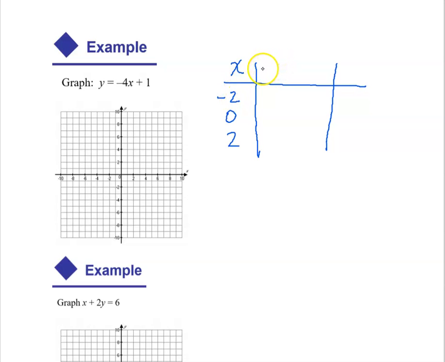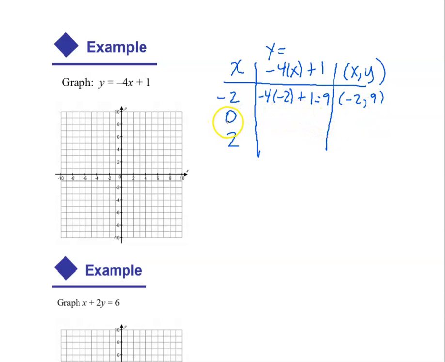So what we're going to do is we're going to plug these in. Our y equals negative 4 times x plus 1. I'm getting that from this. And this is going to be our coordinate value over here. So we've got negative 4. Instead of x, I'm plugging in negative 2, plus 1. Okay, and that's going to give me 8 plus 1, which is 9. And so I would have a point at negative 2, 9.